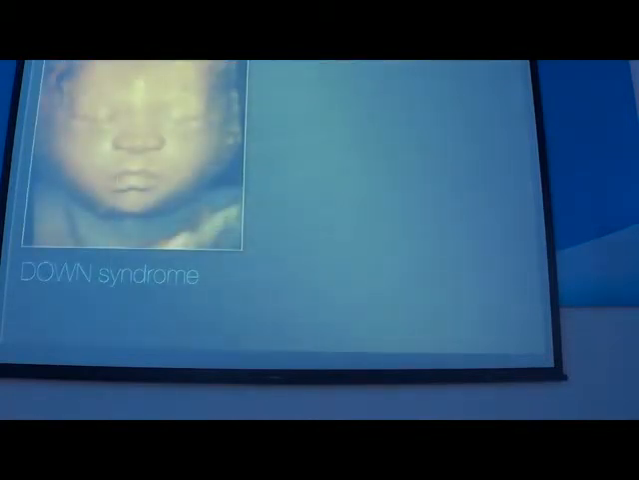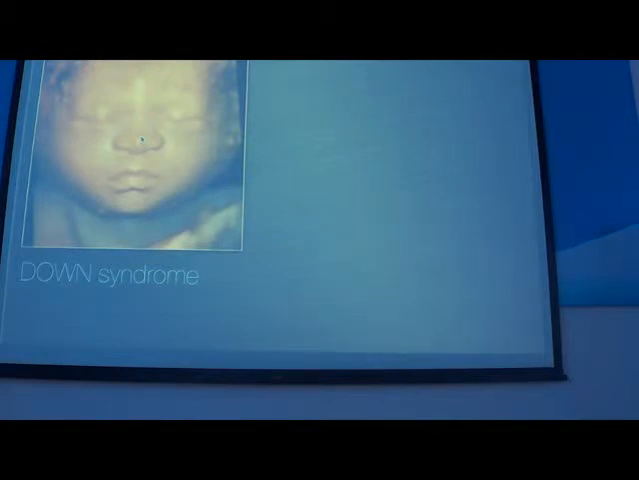And this is an example of Down syndrome. What can we do with this new mode? This is the standard surface mode. It was a Down syndrome case at 30 weeks of pregnancy. And what you can see, the size of the mouth does not exceed the size of the nose. Normally the size of the mouth is greater than the size of the nose.